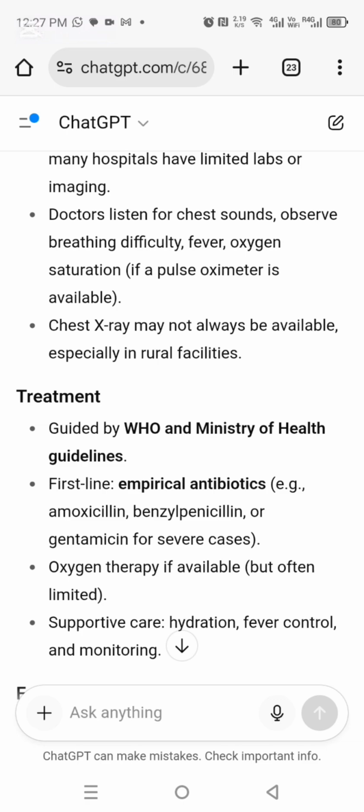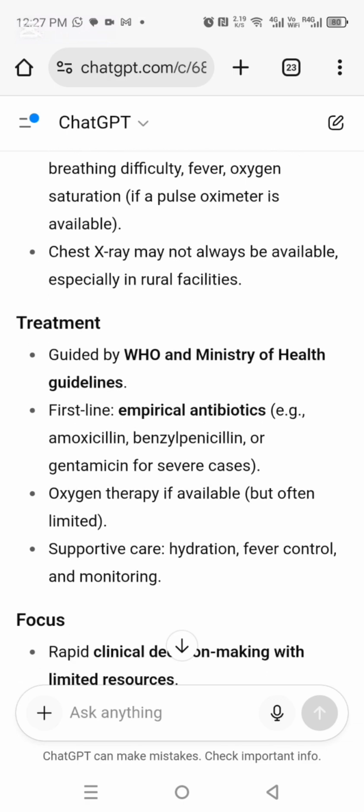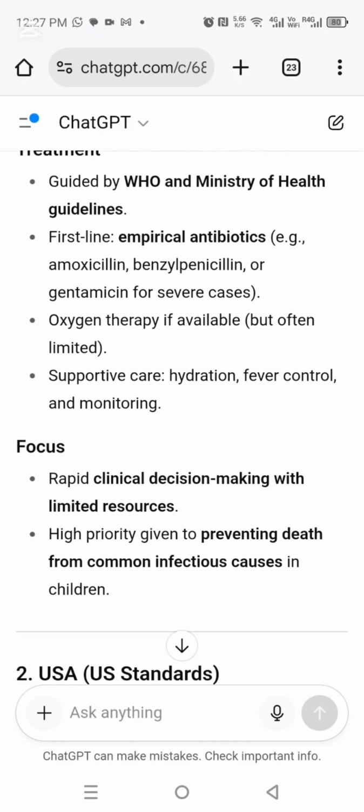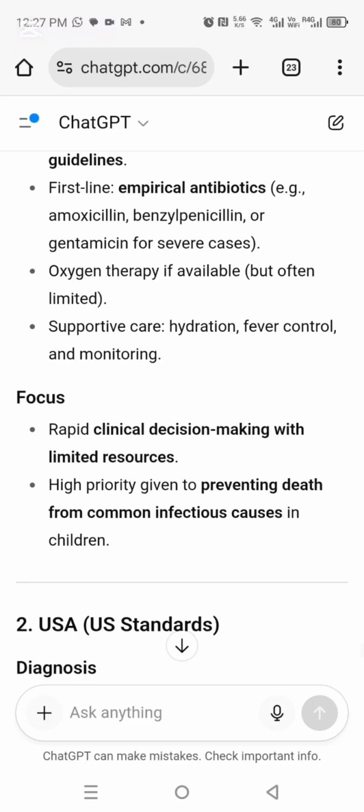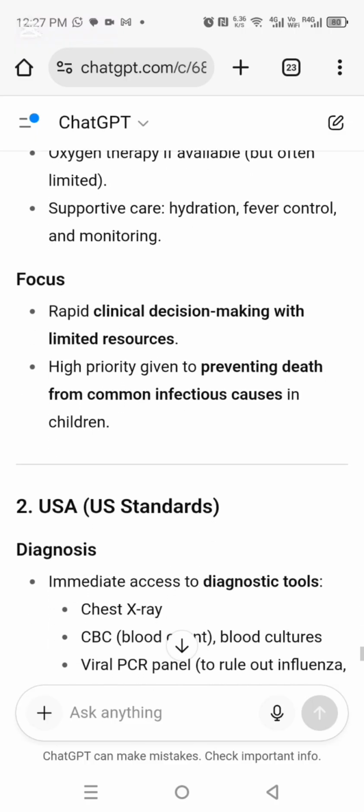I was in Rongai. Treatment is guided by WHO and Ministry of Health guidelines: first-line empirical antibiotics, amoxicillin, oxygen therapy if available, but often limited. Supportive care: hydration, fever control, and monitoring. The focus is rapid clinical decision making with limited resources. High priority is given to preventing death from common infectious causes in children.